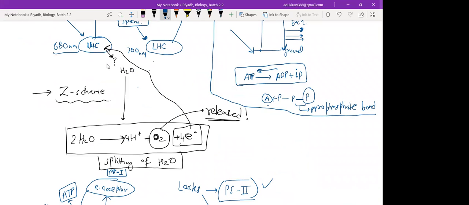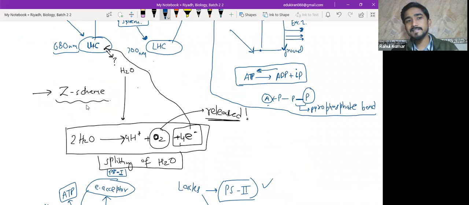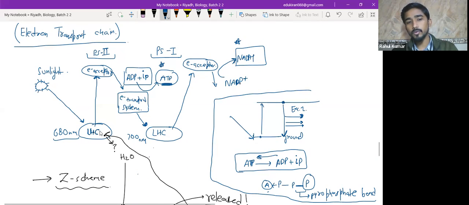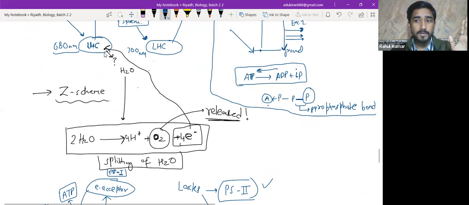Yes, sir. We also studied that for the LHC of photosystem 2, the constant supply of electrons comes from the splitting of water, right? When water splits, two water molecules split to give 4 electrons, and those electrons are constantly fed to the LHC system.